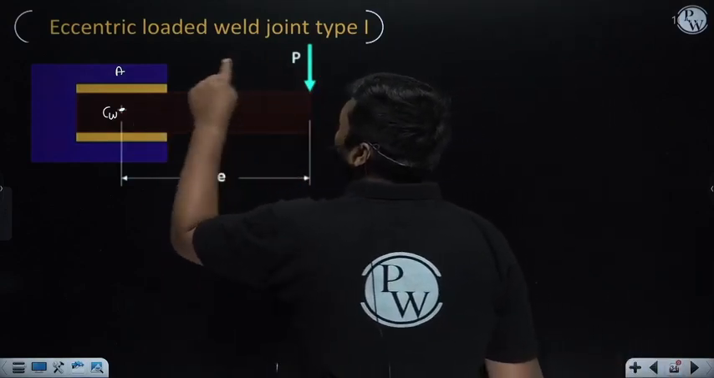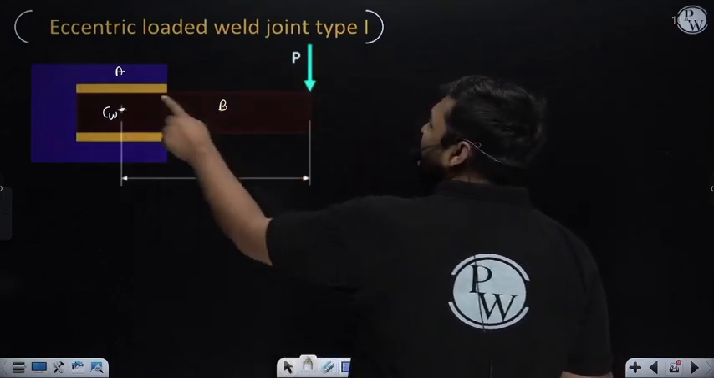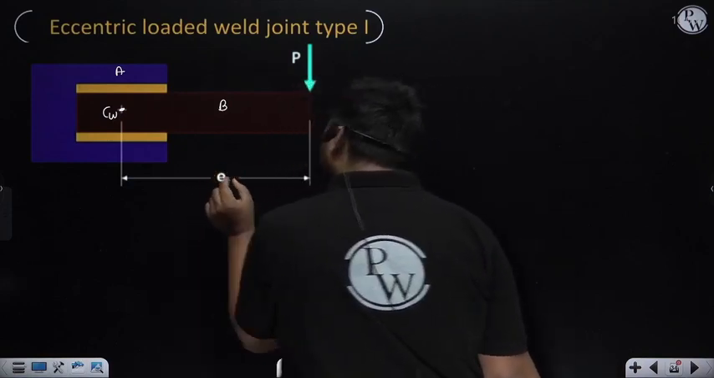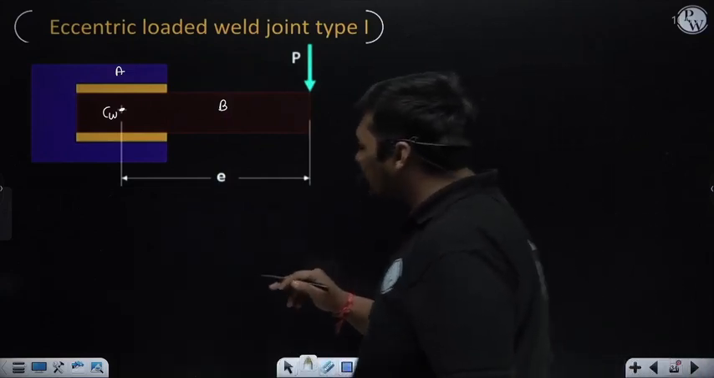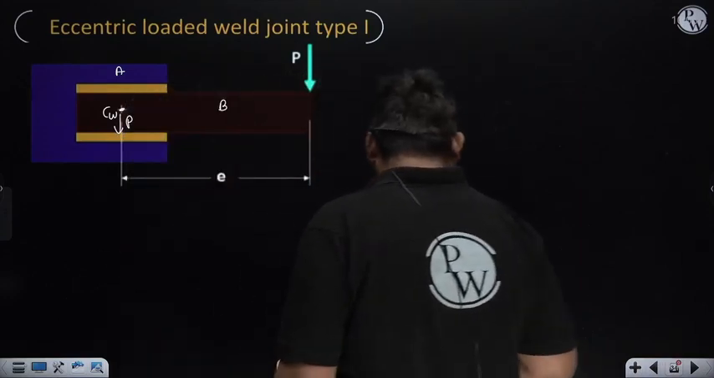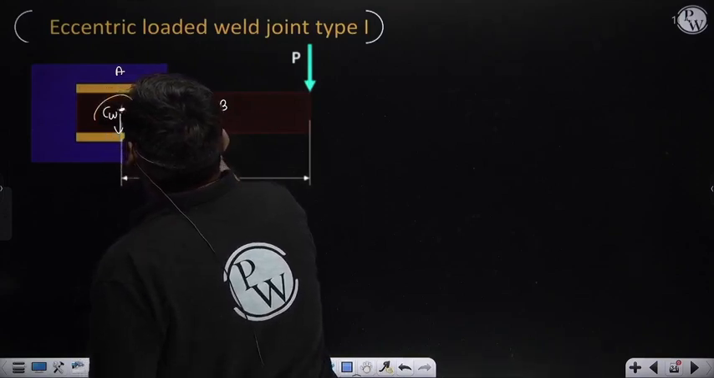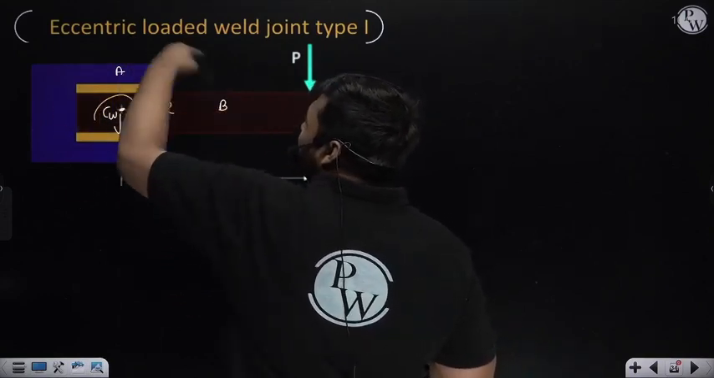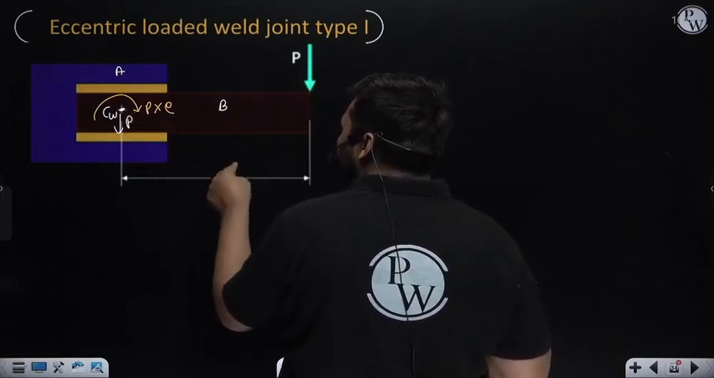Now to transfer this load P here, we need to see the perpendicular distance of load P from this combined centroid, that is CW. The perpendicular distance of load P from the combined centroid is E. This is also known as eccentricity. Now if you transfer load P to the combined centroid, one direct force P will come in this direction, and one moment P into E will come about the combined centroid in the clockwise direction, because the effect of force P in terms of moment about the centroid will be clockwise, and the magnitude of the moment is force P times the perpendicular distance from CW, which is E.